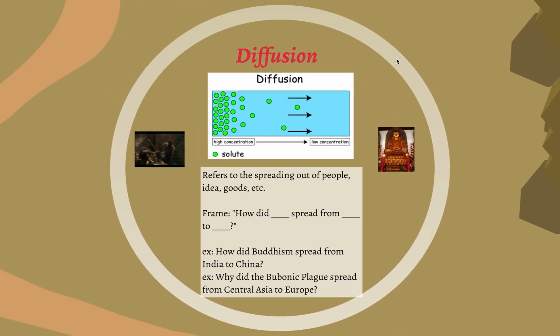So the first type of question is a diffusion question. Now, you've heard me use this word diffusion before in class. And diffusion simply means the spreading out of goods, people, things, ideas, religions, products. Diffusion is just something spreading.